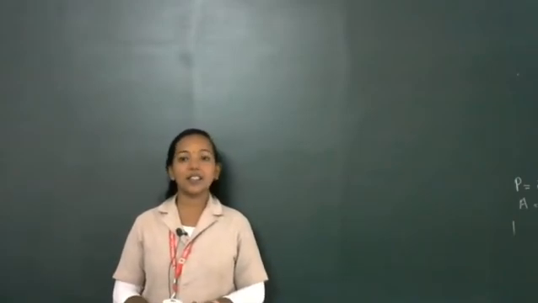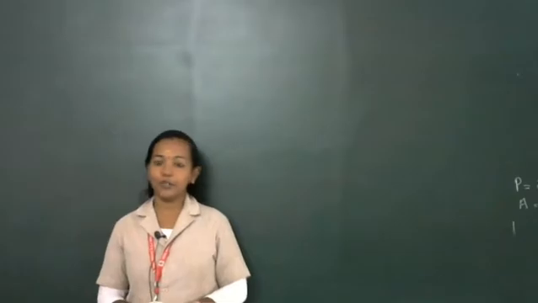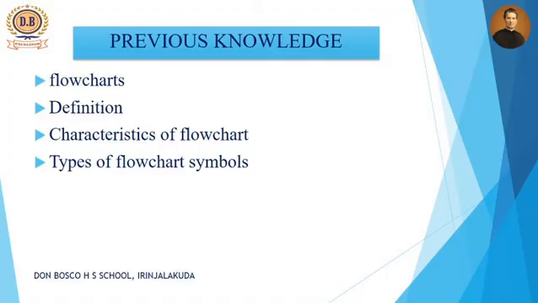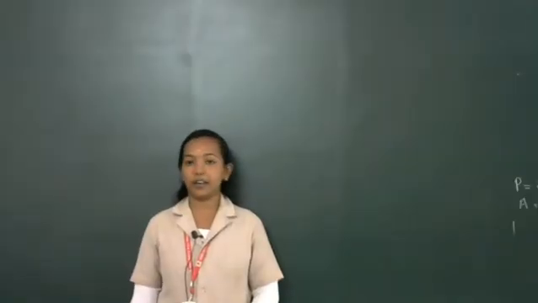So we are discussing algorithm and flowchart. In the previous video we already saw flowchart: what is meant by a flowchart and the definition of flowchart. Then we also discussed the characteristics and limitations of flowcharts and the different types of symbols that we are using in flowchart generation.